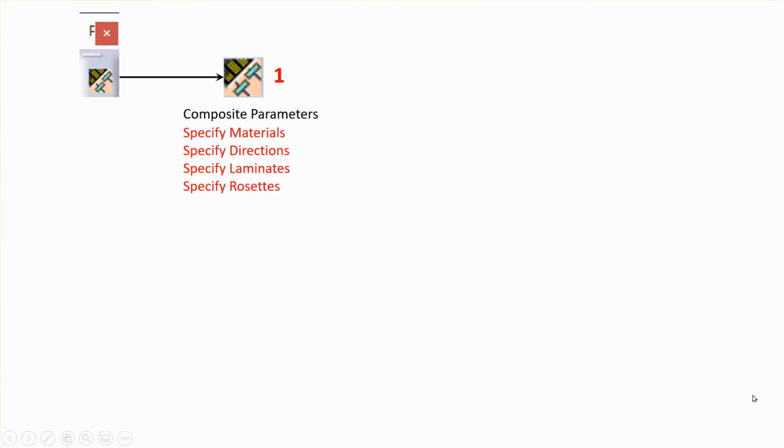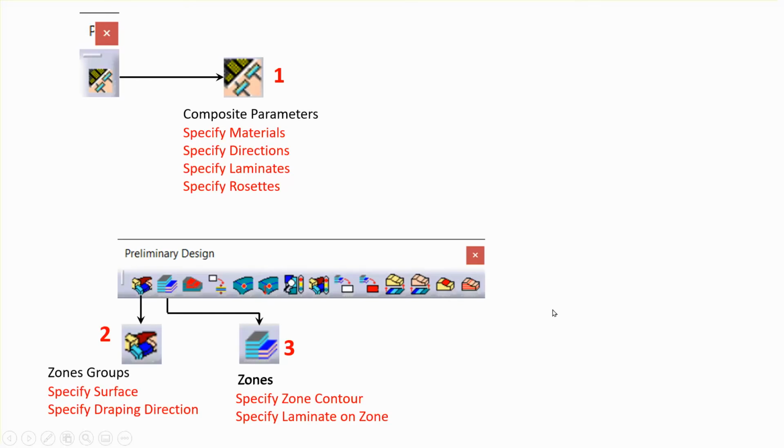By the way, in this piece, you specify the material. When you create a parameter, you can in it specify the material, direction, and create a laminate made of these plies and the rosette. And then when it comes to creating the group, okay, you specify the surface and the draping direction. And when it comes to specifying the zone, you need to specify the contour and which laminate you're going to be taking.